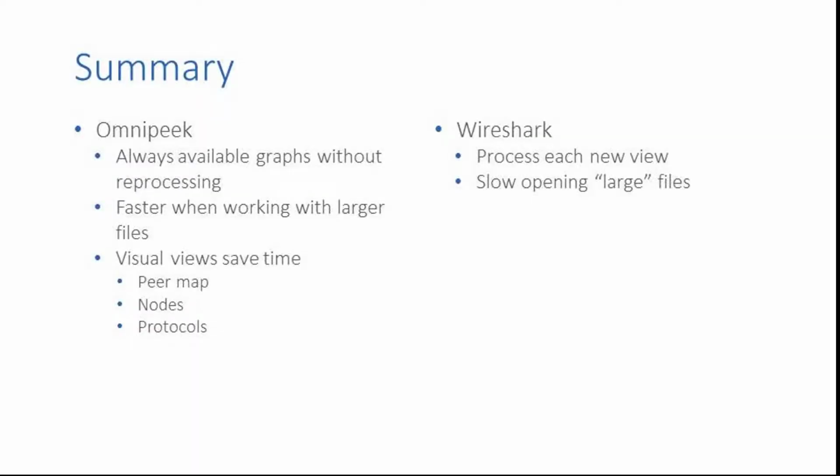So in summary, we notice that Omnipeek loads files much faster. The graphs are more intuitive. Also, it is easier to identify a node scan and a port scan leveraging the peer map.